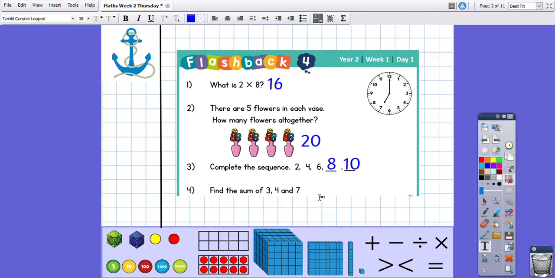This one's a bit trickier. Find the sum of 3, 4, and 7. So the sum means to add the 3 numbers together. The first thing I did was find a number bond to 10, and that is 7 and 3. So I know that 7 and 3 make 10, and then all I've got to do is add the 4. So 10 add 4 is 14. Just like that. Well done if you got all of those right.